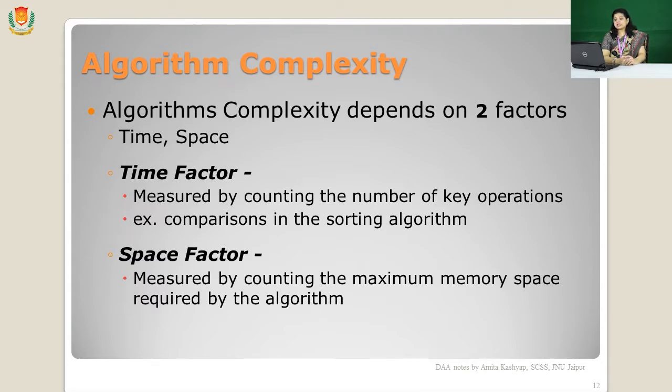So algorithm complexity depends on two factors. These two factors are time and space. The time, that means the algorithm should take the minimum possible time, and the space, that means the algorithm should take less space to solve the problem.